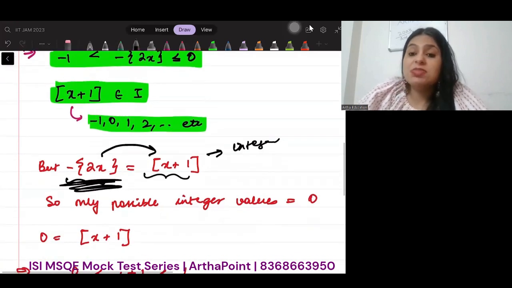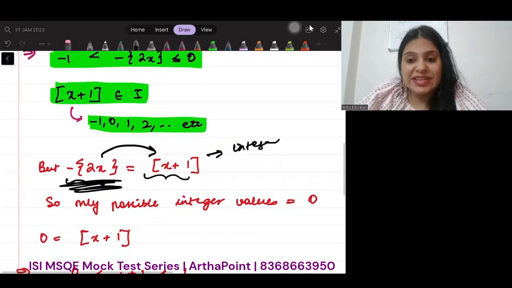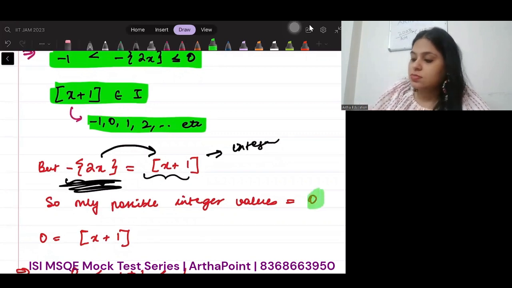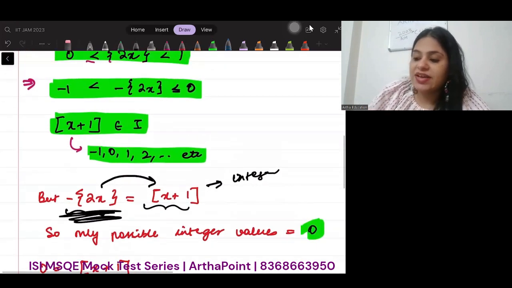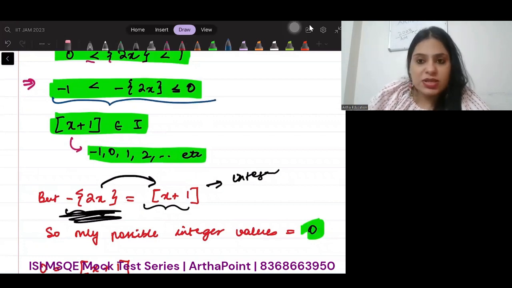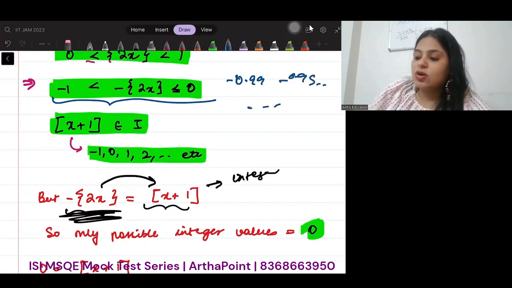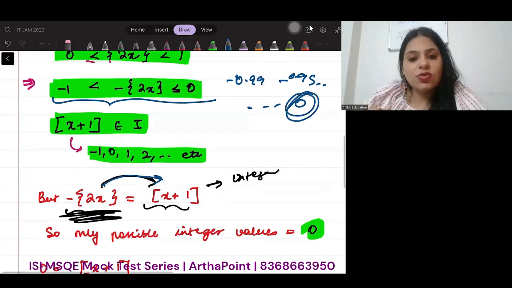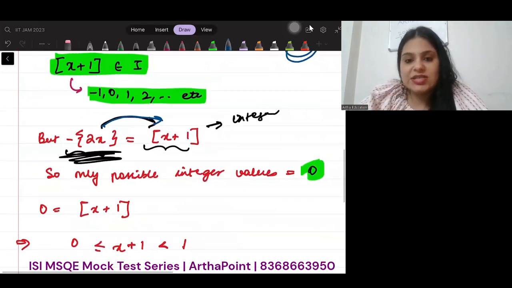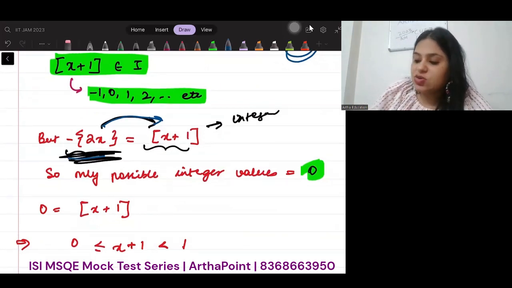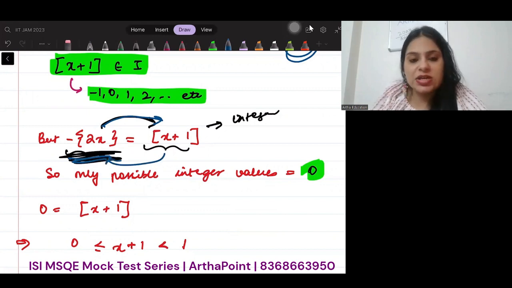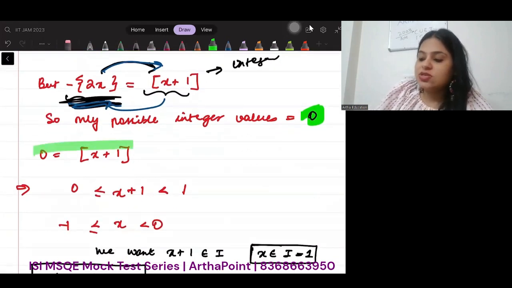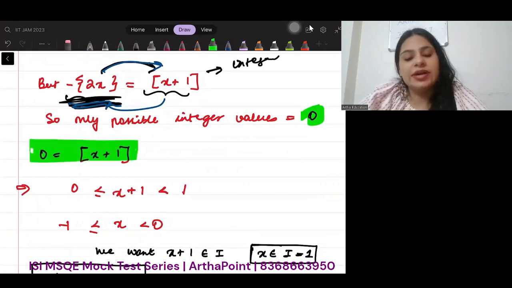Now the only possible value that it can take if it is an integer will be 0, because the left hand side is between minus 1 and 0. That means minus 1 is not included. It can be minus 0.99, minus 0.98, so on till 0. But I want the answer to be an integer because it is equal to an integer. So the only integer I get here is 0. So we have got that 0 is equal to the greatest integer of x plus 1.